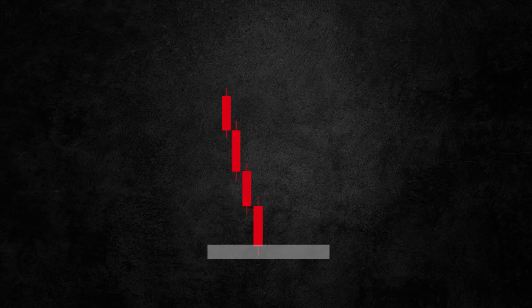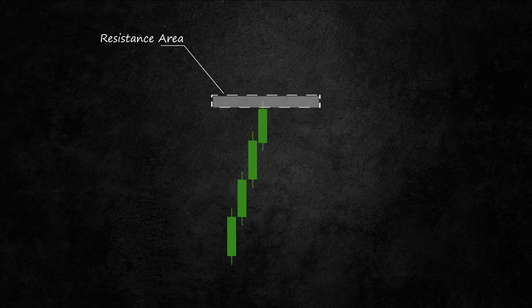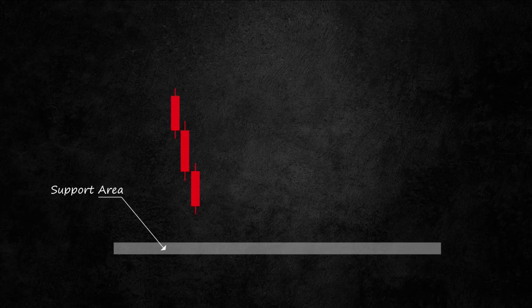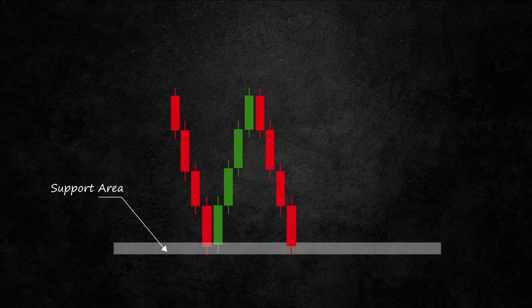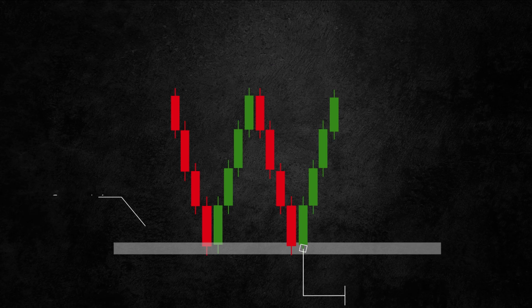Support is an area where the buyers start taking control over sellers and pushing the price up. Resistance is an area where the sellers start taking control over buyers and pushing the price down. So why do we identify support and resistance areas? The support area is so important because the buyers are waiting for the price to come back to this area to start taking control over sellers and pushing the price up again, as we can see here in this example.